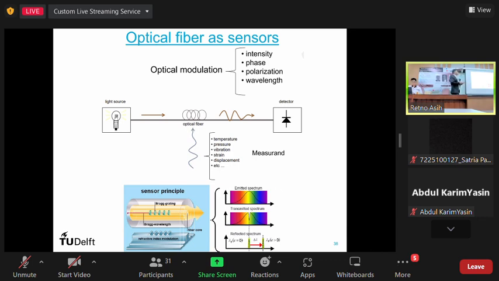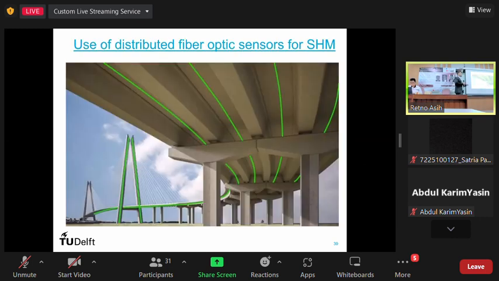Of course, there are issues with intensity, phase, polarization, and things that you need to understand with the measurement. And this is one of the widely used applications. They are now used more than strain gauges because it's easier to have long fibers that are distributed all over, for example, the bridges, to have continuous monitoring that is usually.